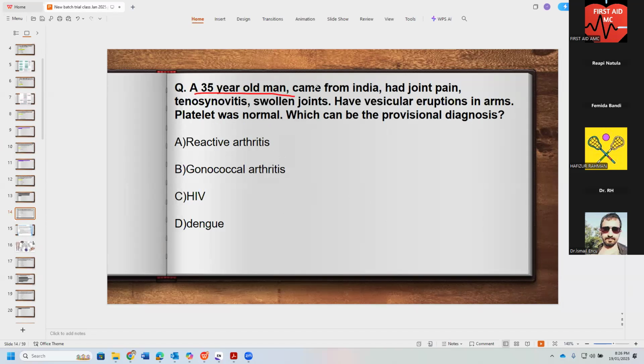A 35-year-old man came from India, had joint pain, tenosynovitis, swollen joints. So pain in the joints, inflammation of the tendons, and swollen joints. Then he has a vesicular eruption on the arms. Platelet count was normal. What can be the provisional diagnosis? Reactive arthritis, gonococcal arthritis, HIV, or dengue?